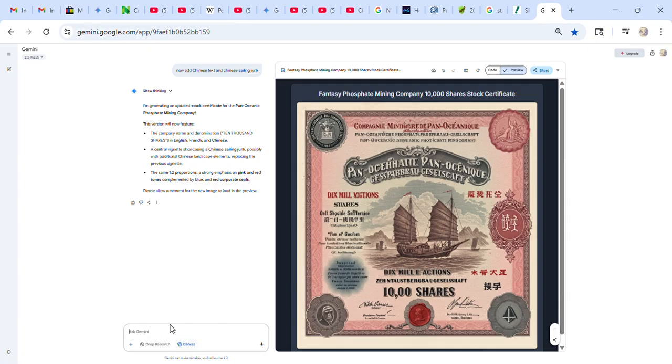Okay, look at that. Isn't that just wonderful? That looks like a banknote or stock or bond certificate from China from the 1920s through 40s. Just incredible. So I'm going to stop here.